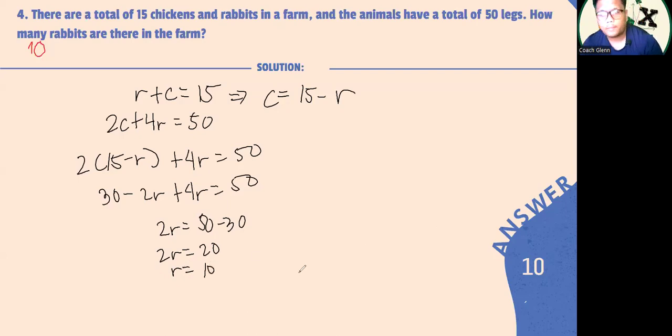So this is the algebra approach. Some of you already know algebra, so that's good. But for those who don't know algebra, we can do the first approach that I did. Okay, any questions for number 4?